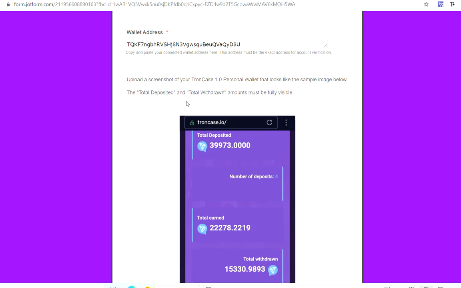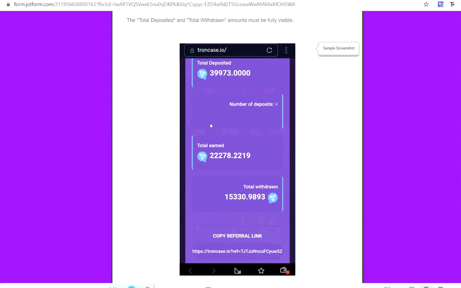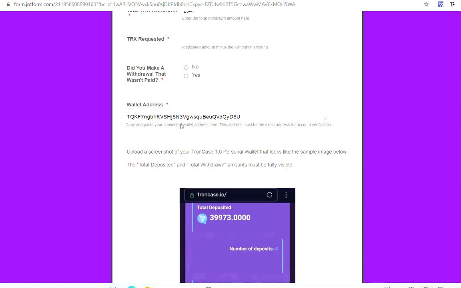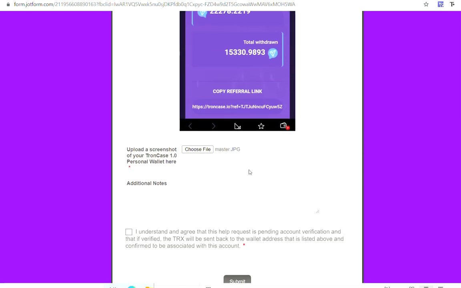But this is the important part. You're going to go back to Troncase 1.0 to your personal wallet. You're going to take a screenshot. If you're on your cell phone, make sure the amount deposited and the amount withdrawn is very much in view. It'll be a good idea to have the beginning part of your referral ID showing so that it also matches the wallet address that you're showing in your picture. So this is just the example. It's right there on the screen.